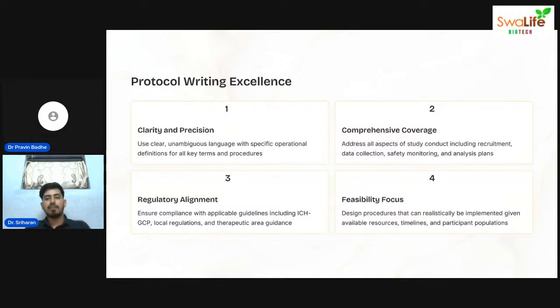Another one is comprehensive coverage. You should cover all the things from the study objective to the PRO. Any miss or change will make it difficult to get the approval.